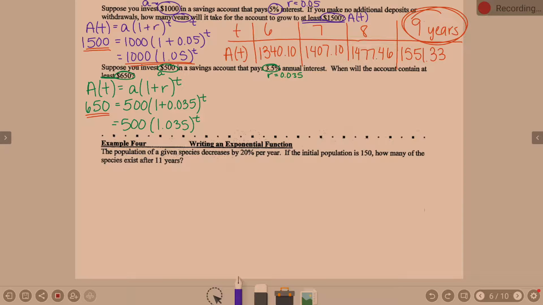Are we headed in the right direction? Are we trying it?